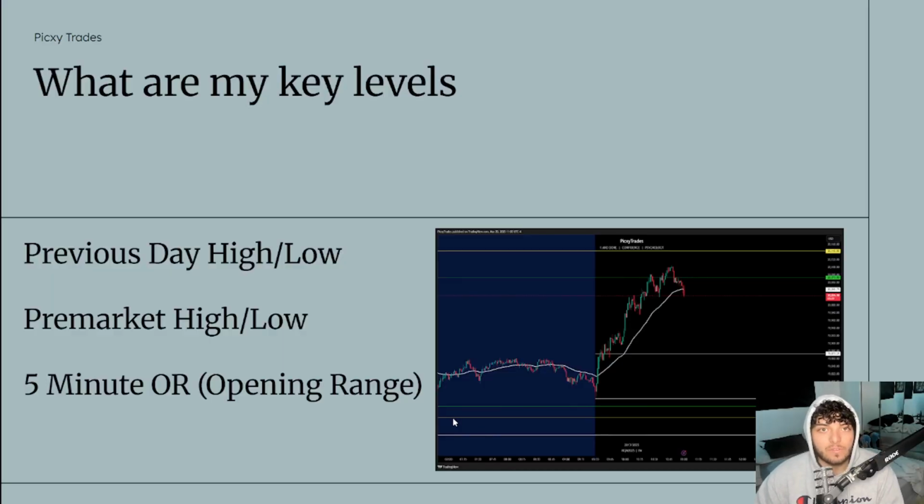Okay, so let's go over first what my key levels are. We are going to go over in more detail what they are in the next slide, but just to briefly go over them, this yellow line is my previous day high and my previous day low, right? These green lines are marked out by my pre-market high and my pre-market low, and these white lines are marked out by my 5-minute opening range.